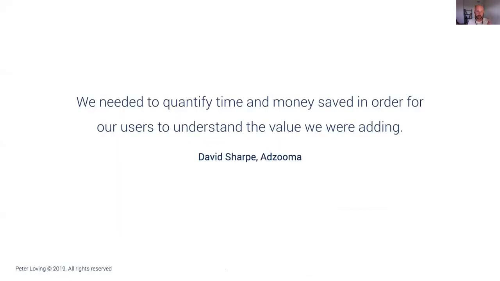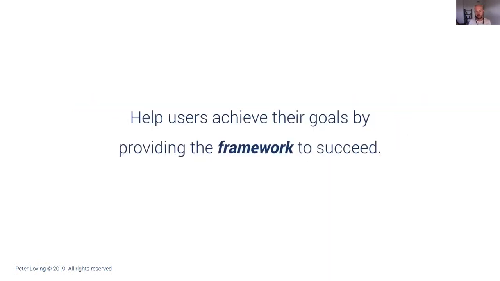He said, David Sharp, he said, we needed to quantify time and money saved in order for our users to understand the value we were adding, which is a really great way of putting things. He found it difficult to articulate the value, although they know the value is there, but in showing it and quantifying it in metrics, that helped really hit that message home for the users. So that really sums up 5 really good examples of what you can do on your dashboard to make sure that you're driving a lot of value there.